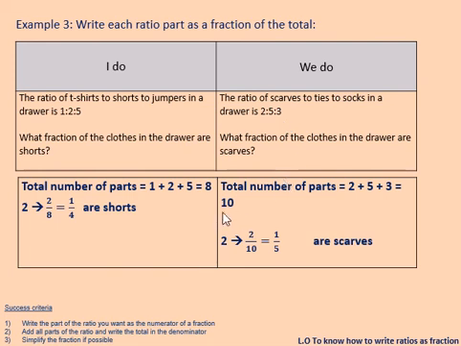We have 10 parts in total. 2 of those are scarves, so 2 out of 10 are scarves. Simplifying that down, it's 1 over 5. So 1/5 are scarves. Make sure you mark that in green pen and then get ready for some questions, please.